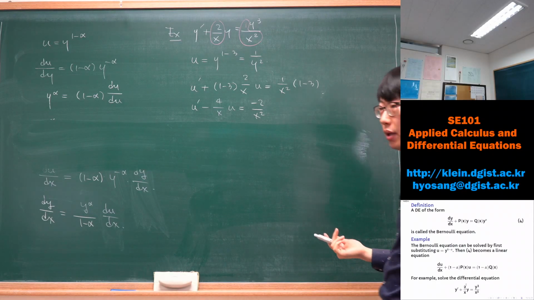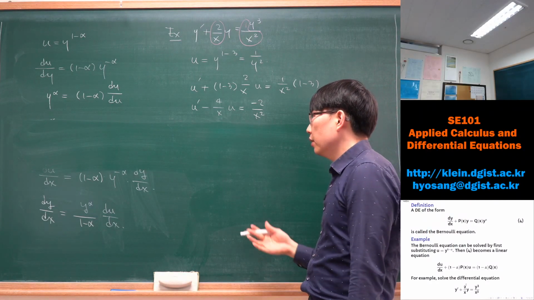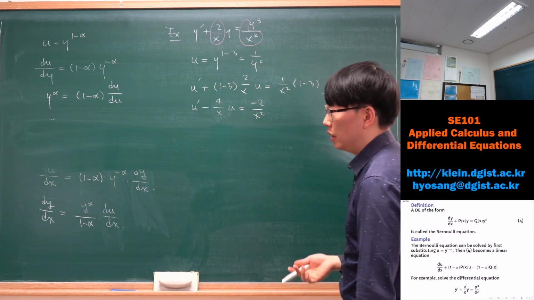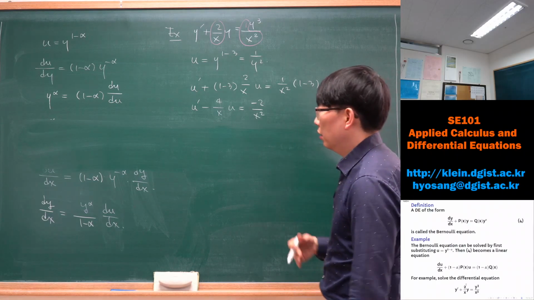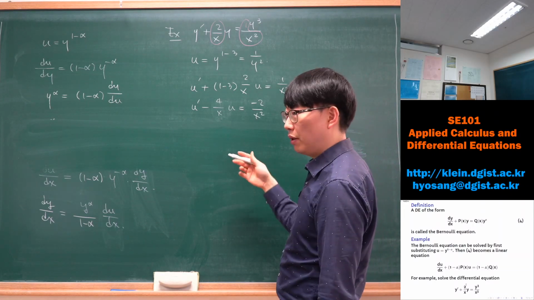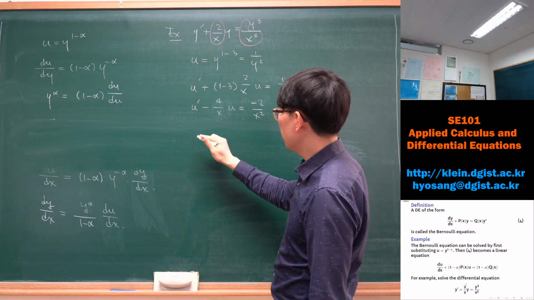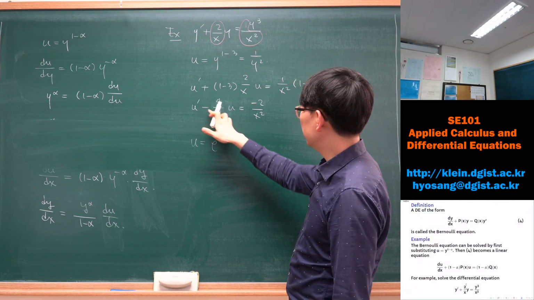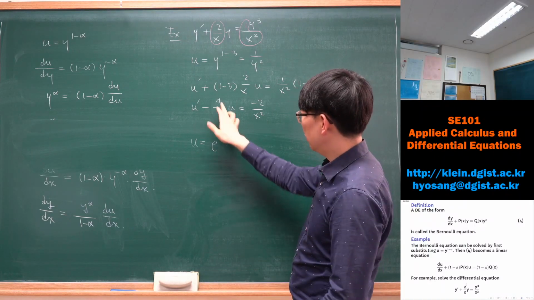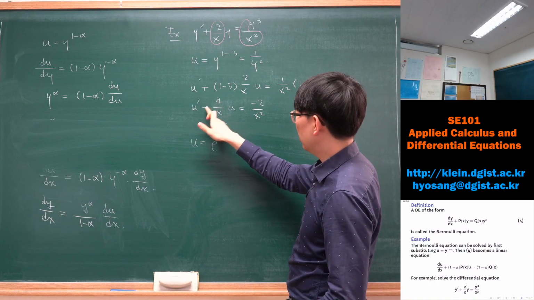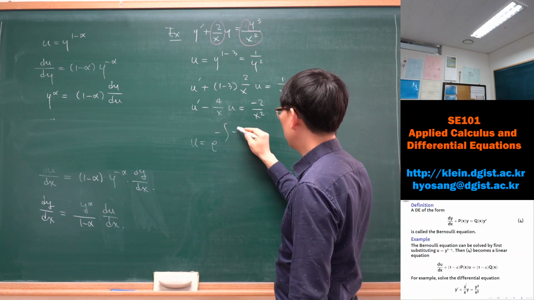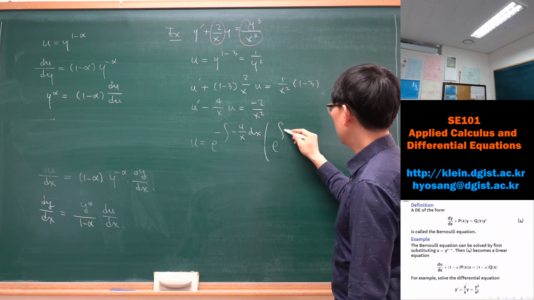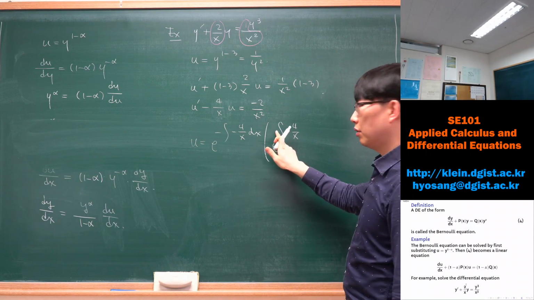Go back to the formula. If you want to solve this once, you can derive your own formula. But if you're going to solve lots of differential equations, it's better to remember the formula. So u is equal to e to the minus integral of p. Now this is the new p, which is negative 4 over x. So e to the negative integral of negative 4 over x dx. There's no negative here.